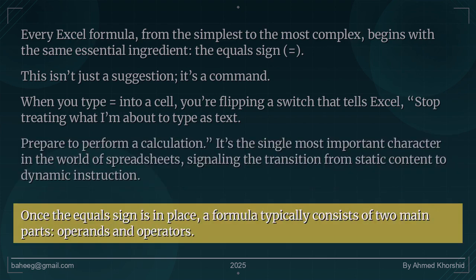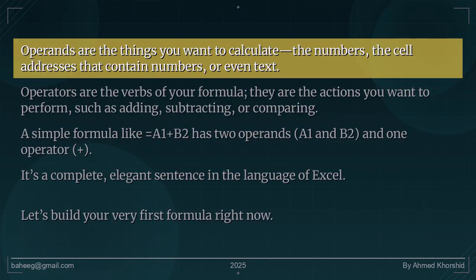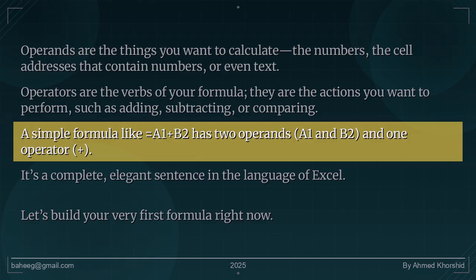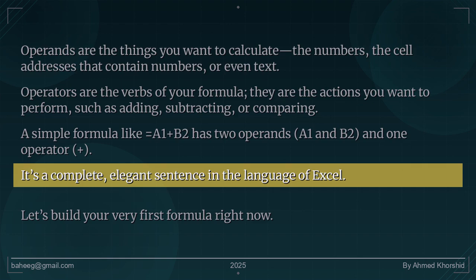Once the equal sign is in place, a formula typically consists of two main parts, operands and operators. Operands are the things you want to calculate, the numbers, the cell addresses that contain numbers, or even text. Operators are the verbs of your formula, they are the actions you want to perform, such as adding, subtracting, or comparing. A simple formula like equals A1 plus B2 has two operands, A1 and B2, and one operator, plus. It's a complete, elegant sentence in the language of Excel.